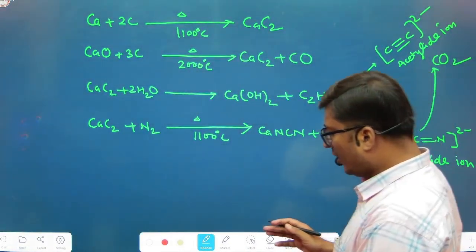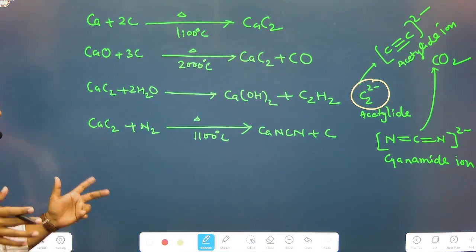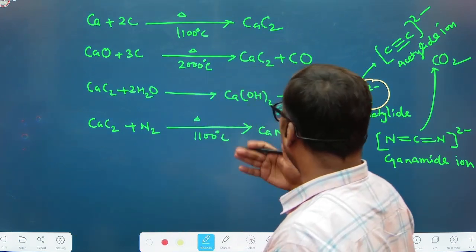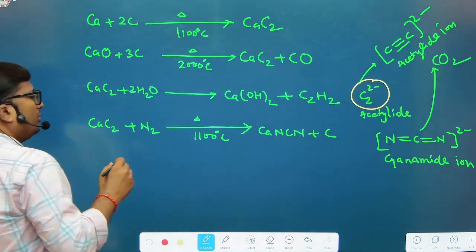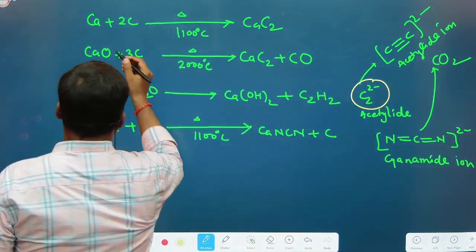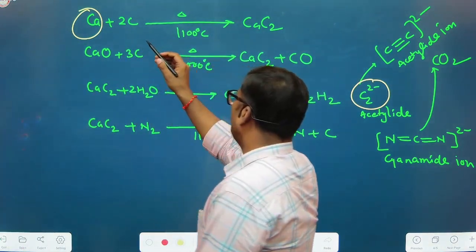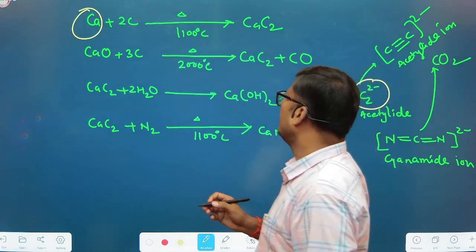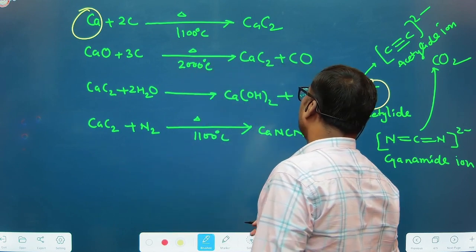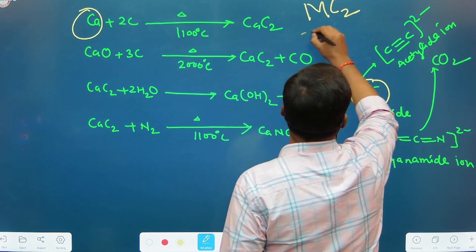Now suppose we want to prepare or synthesize other carbides based on calcium, magnesium, strontium, barium, or any other alkaline earth metals. Then we have to follow particular methods or temperatures. Suppose we want to synthesize calcium carbide, then what happens? Calcium in the solid state reacts with 2 moles of carbon powder at high temperature, that is 1100 degrees centigrade, right? So it forms an MC2 type of structure.